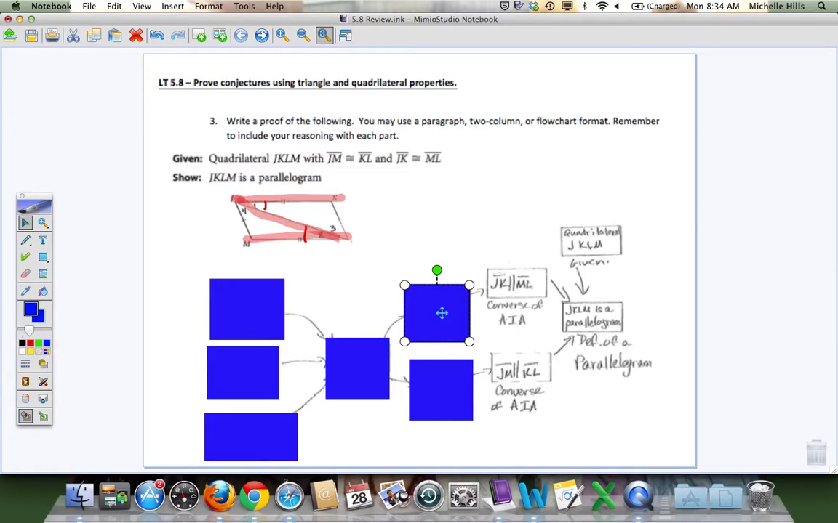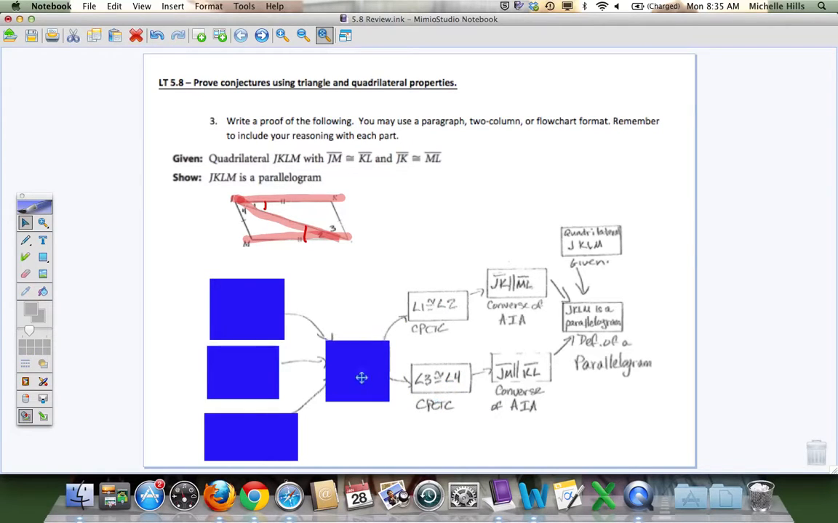So somehow I'm going to have to show that these two angles are congruent, and if they're congruent, then the lines are parallel. Same thing on the one below it. The only way I can show that those two angles are congruent, because I can't use that the sides are parallel, that's what I'm trying to prove, is to be able to use CPCTC. Well, the only way that I can use CPCTC is to have congruent triangles before that.